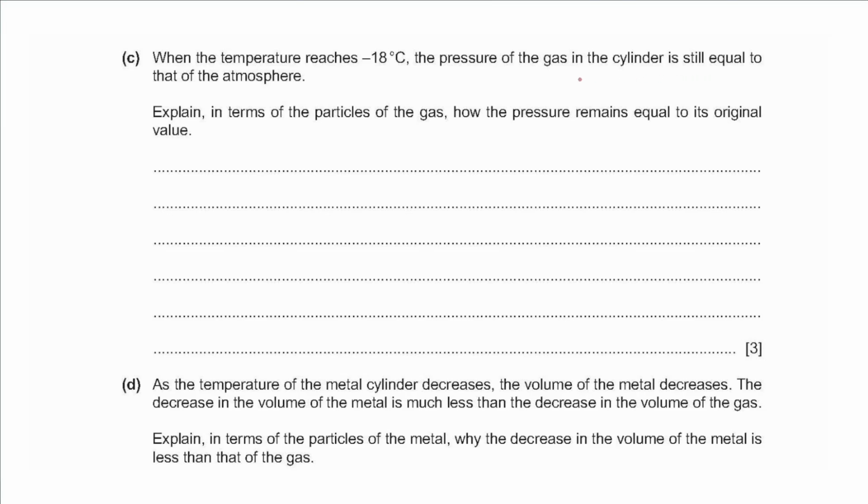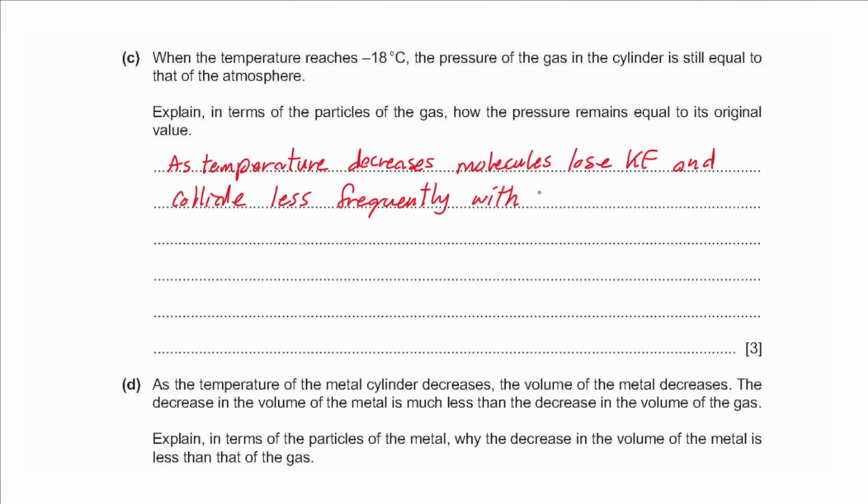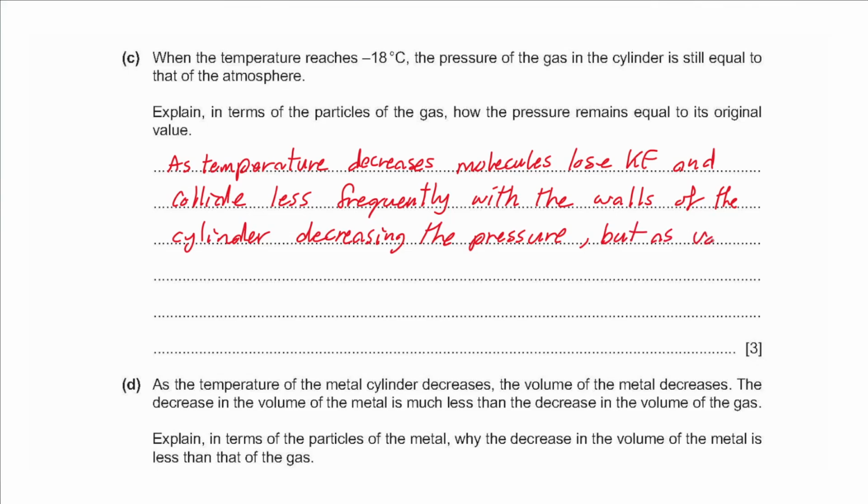Part C says when the temperature reaches negative 18 degrees Celsius, the pressure of the gas in the cylinder is still equal to that of the atmosphere. Explain in terms of the particles of the gas how the pressure remains equal to its original value. We can say that as temperature decreases, molecules lose kinetic energy and collide less frequently with the walls of the cylinder, decreasing the pressure, but as volume decreases, pressure increases again.